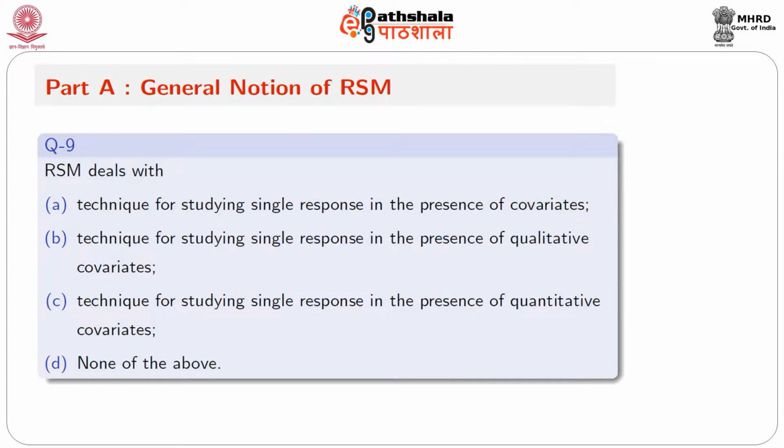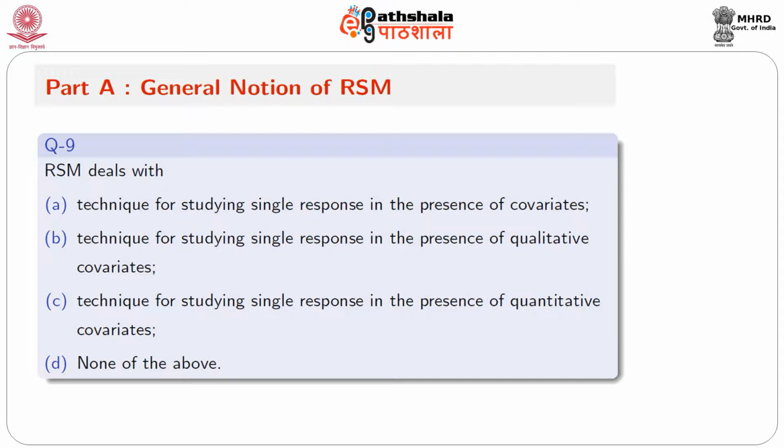Next. Here RSM deals with a technique for studying single response in the presence of covariates, or in the presence of qualitative covariates, or in the presence of quantitative covariates, or none of the above. So the closest answer is C. Technique for studying single response in the presence of quantitative covariates.